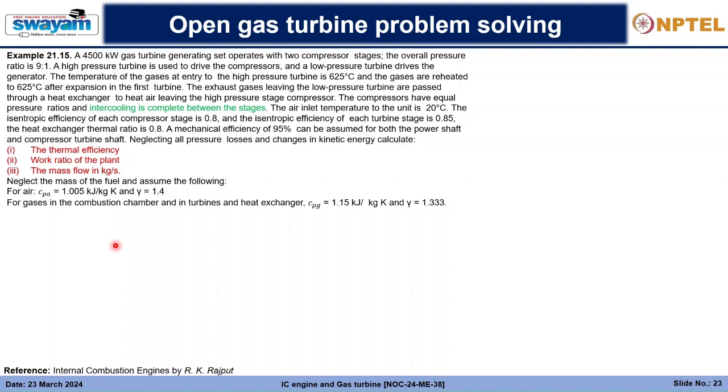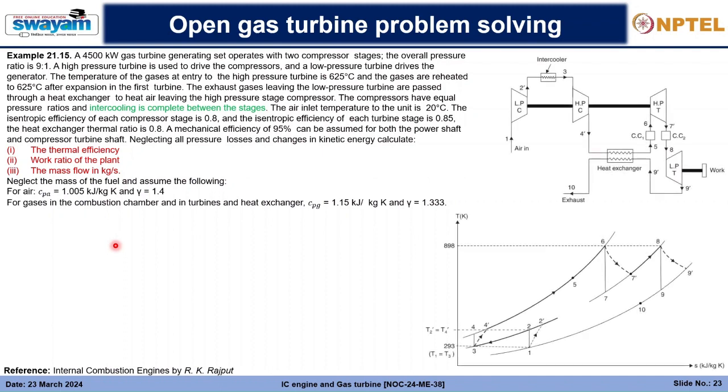So let us start solving this question. This will be the net look of the gas turbine power plant. This is the low pressure compressor, this is the high pressure compressor, and these are connected through an intercooler stage. This is the TS diagram where it is shown the intercooling is perfect.